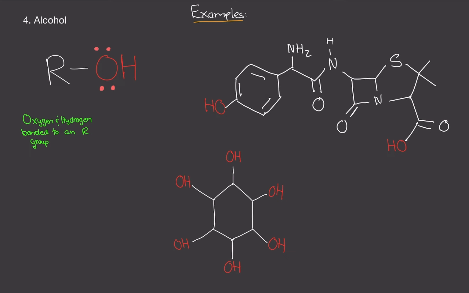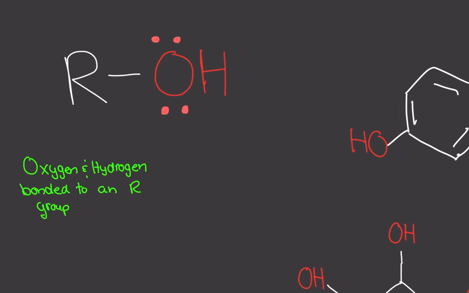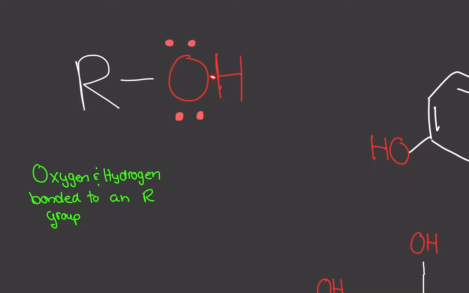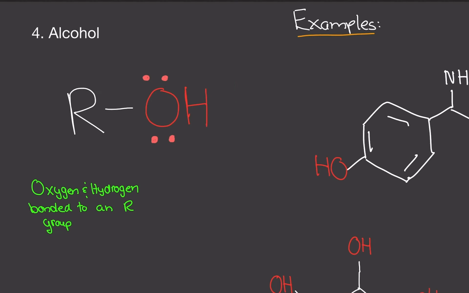Now we have alcohol. Alcohol is literally an oxygen that's bonded to a hydrogen, and that oxygen is bonded to some kind of R group. This is an alcohol.